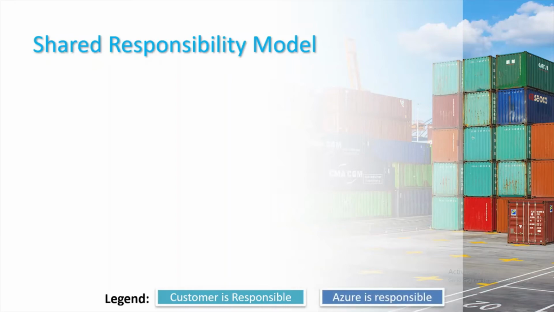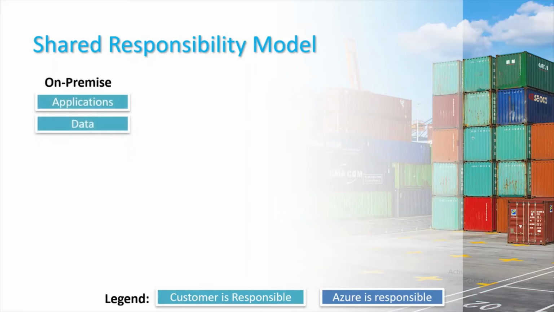These are the two different colors that show you where you are responsible and where Azure, your cloud service provider, is responsible. This shared responsibility model is the same regardless of whether you are on Azure, AWS, or Google Cloud. Let's say on premises, you have to manage your application, your data, and the runtime your application needs to run.